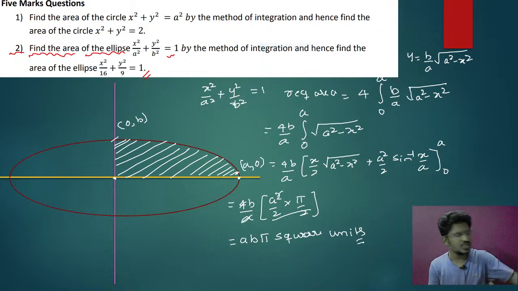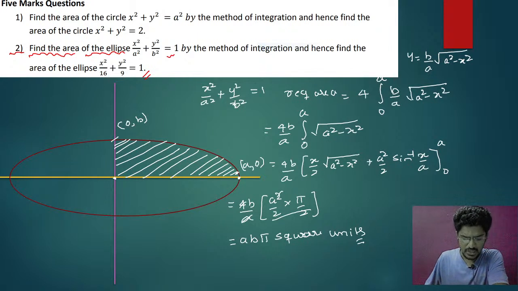So quickly give me the thumbs if you have understood this. ab pi square units will be your answer. So quickly give me the high fives, smiles, thumbs, whatever, if you have understood. If you have not understood, you can just tell me that you have doubts so that I can explain them.